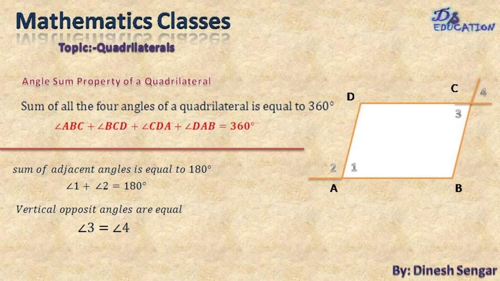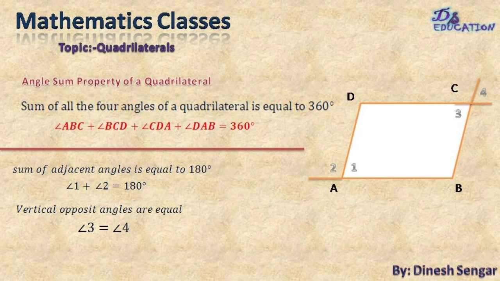Now we are talking about the angle sum property of quadrilaterals: the sum of all four angles of a quadrilateral is equal to 360 degrees. If we add all the interior angles of a quadrilateral, the sum will be 360. That is, angle ABC plus angle BCD plus angle CDA plus angle DAB is equal to 360 degrees.